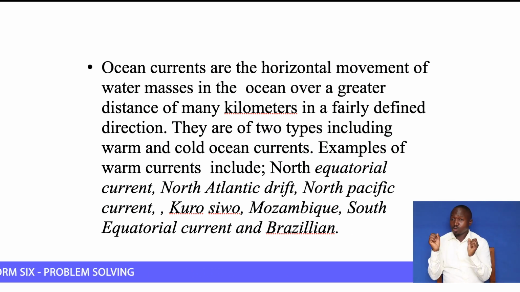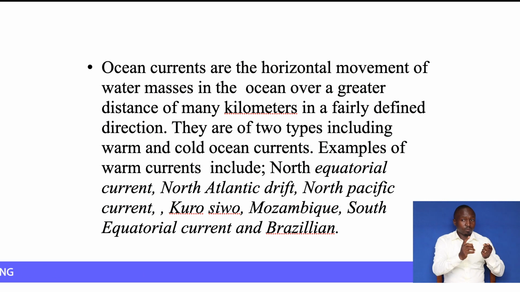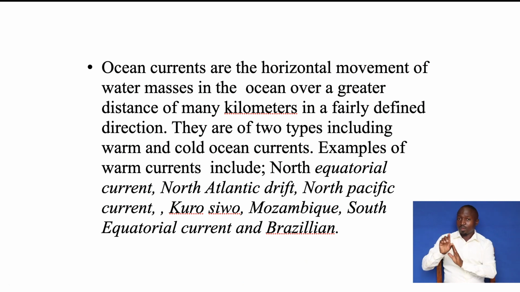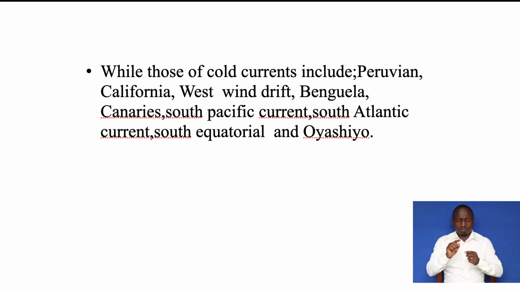Examples of warm currents include North Equatorial Current, North Atlantic Drift, North Pacific Current, Kuroshio, Mozambique, South Equatorial Current, and the Brazilian. While those of cold currents include Peruvian, California, West Wind Drift, Benguela, Canaries, South Pacific Current, South Atlantic Current, South Equatorial, and the Oceanic.